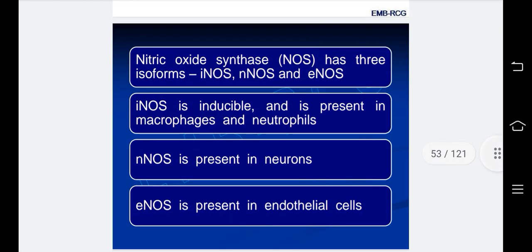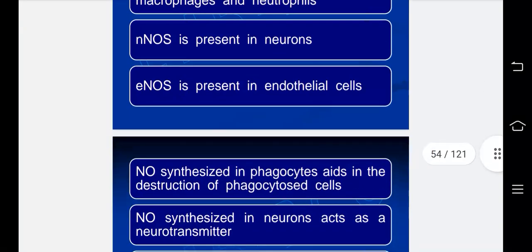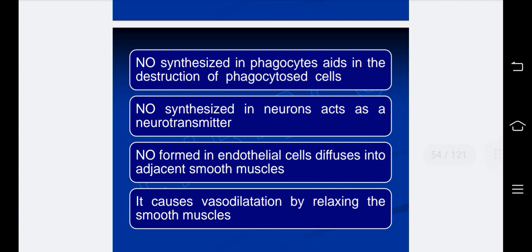Nitric oxide synthase has three isoforms: iNOS, nNOS, and eNOS. iNOS is inducible and is present in macrophages and neutrophils. nNOS is present in neurons. Then eNOS is present in endothelial cells. NO synthesized in phagocytes aids in the destruction of phagocytosed cells. NO synthesized in neurons acts as a neurotransmitter. NO formed in endothelial cells diffuses into adjacent smooth muscles. It causes vasodilation by relaxing the smooth muscles.